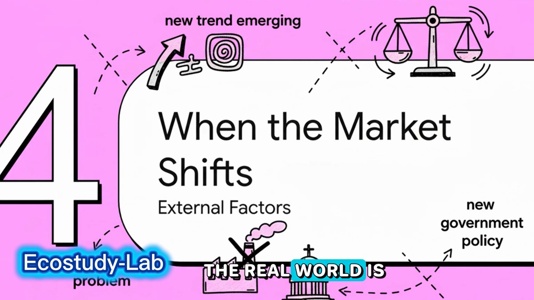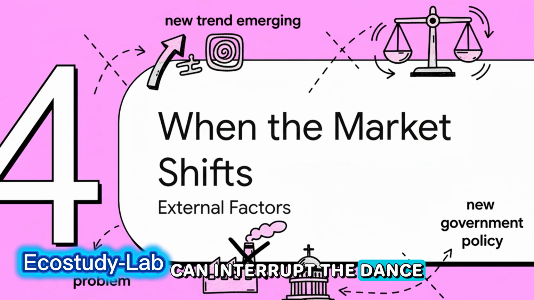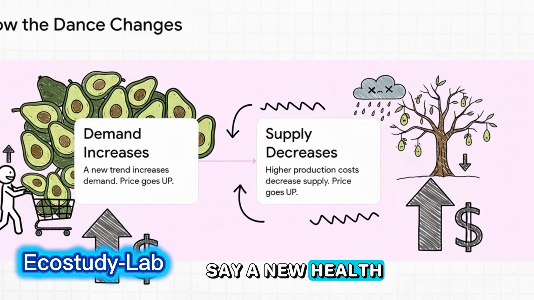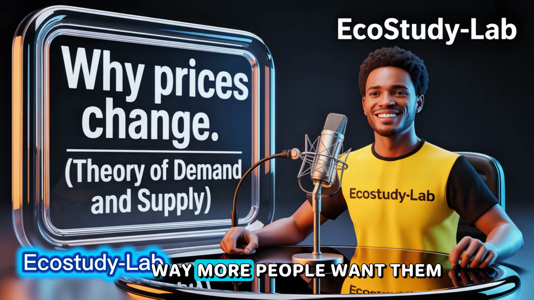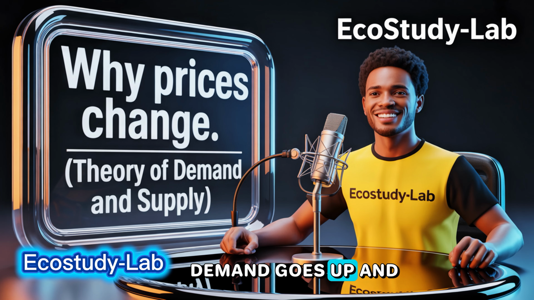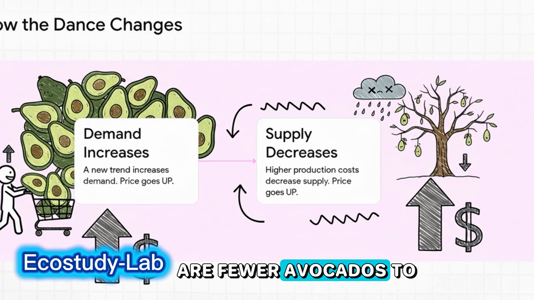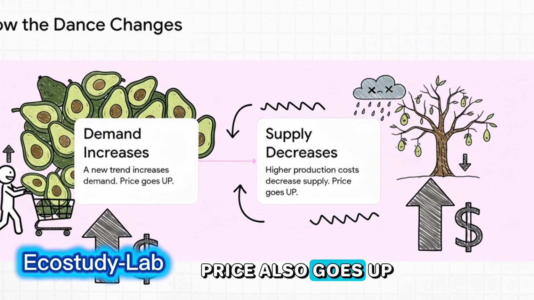Of course, the real world is never this tidy. Things happen. A new health trend goes viral. A factory has to shut down. The government changes a rule. Any of these things can interrupt the dance and cause that equilibrium price to shift all over again. Let's just look at two quick examples. Say a new health trend makes avocados incredibly popular. All of a sudden, way more people want them. Demand goes up and the price follows. Or what if a bad harvest means there are fewer avocados to go around? Well, the supply decreases, and guess what? The price also goes up.